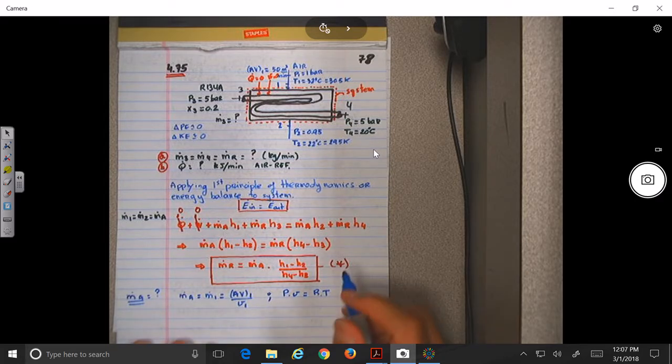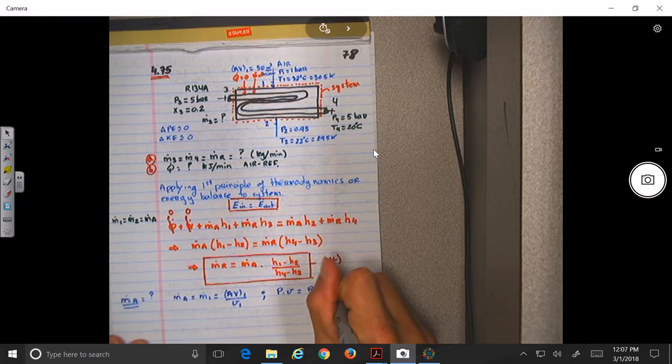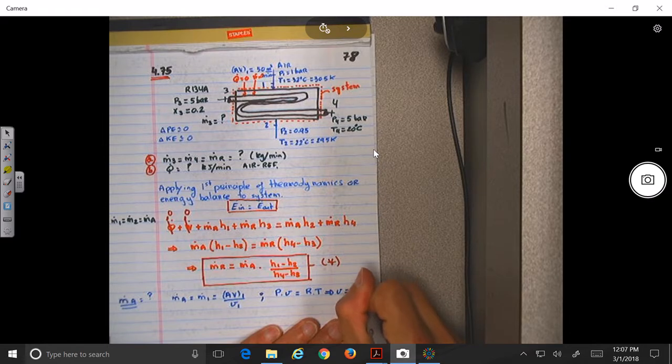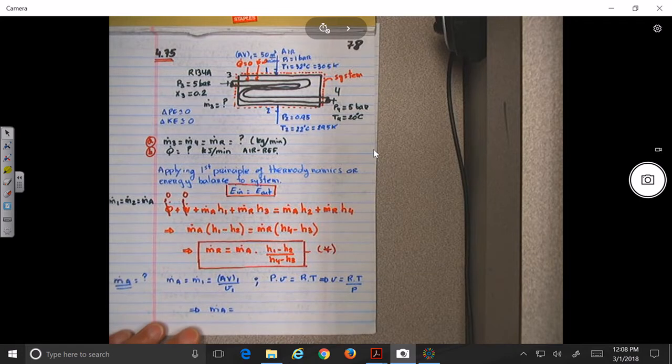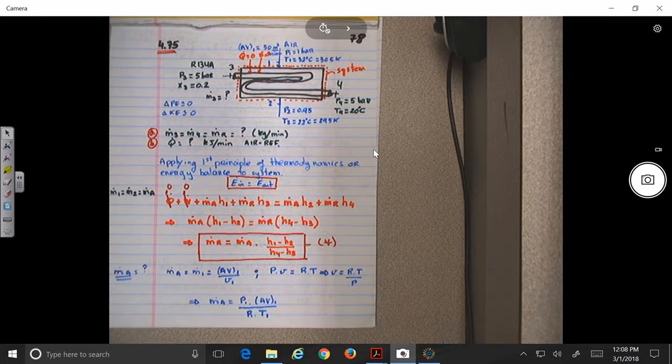So in this case, if we do this, that means v will be equal to RT divided by P. Okay? So we can say here that the mass flow of air will be equal to P1 A V1 divided by R T1. Okay?